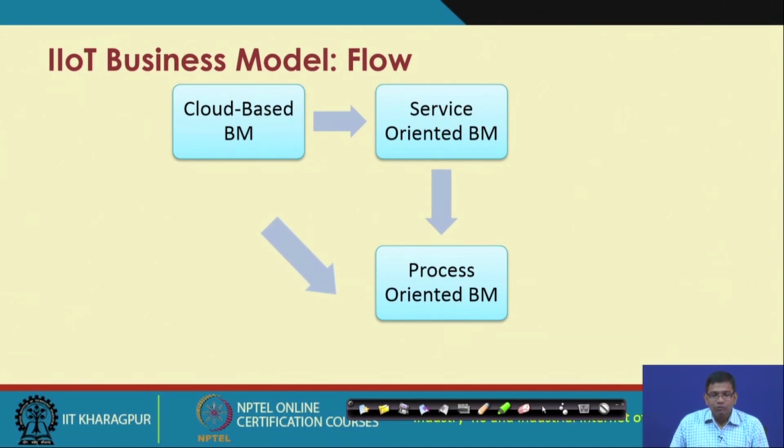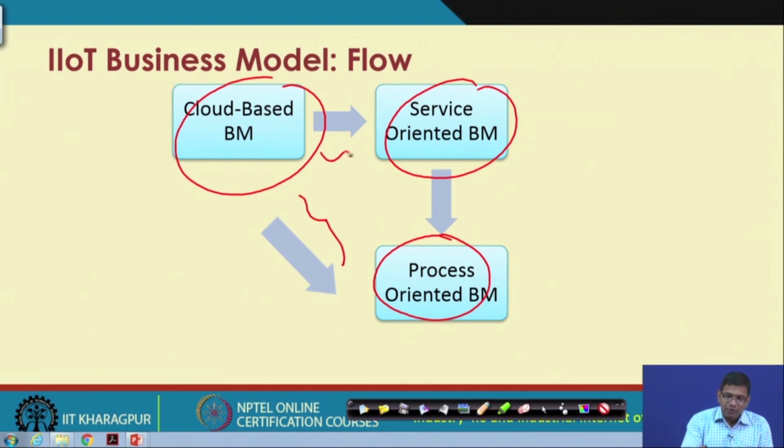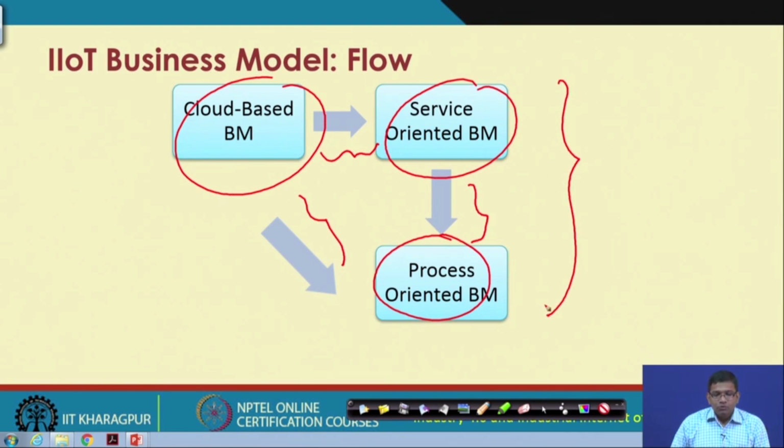So, we talked about the cloud based business model, the service oriented business model, and the process oriented business model. All these three we have individually talked about, but as we can see over here, there is interlinking of these different business models. So, there is interdependency between these business models. In other words, they do not work in isolation, they are all interdependent, right. This is something that we have to keep in mind while choosing the right business model for the IIoT scenario that we talk about.